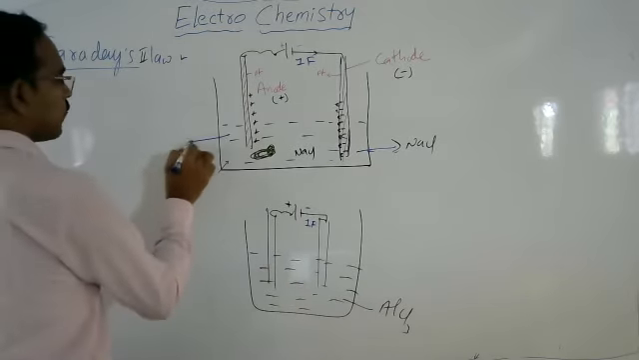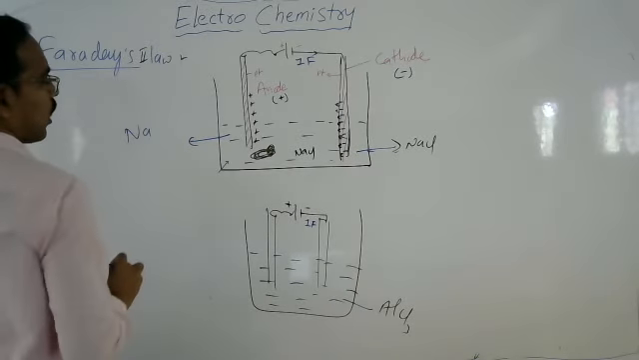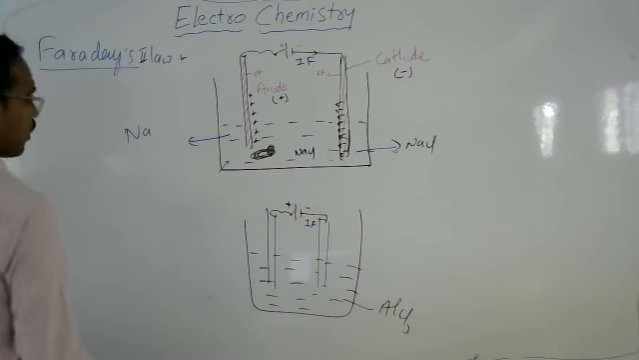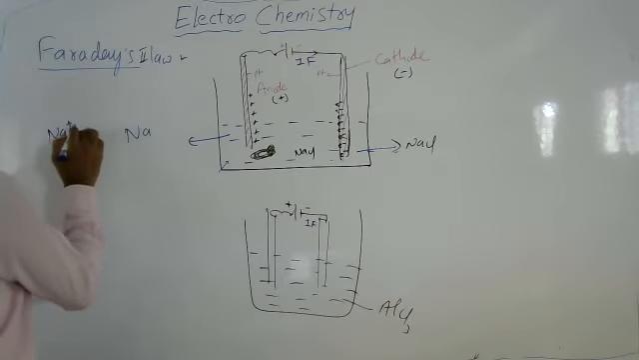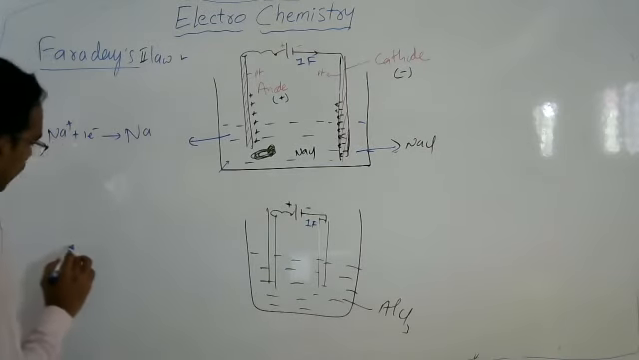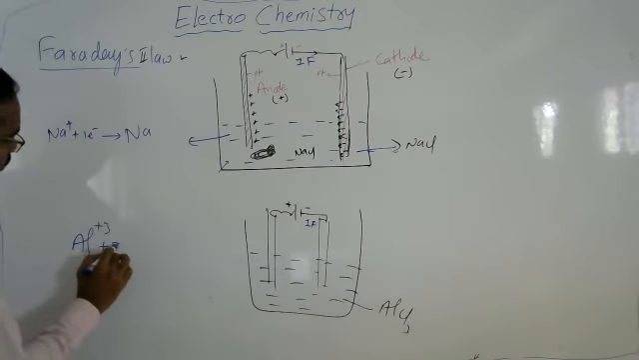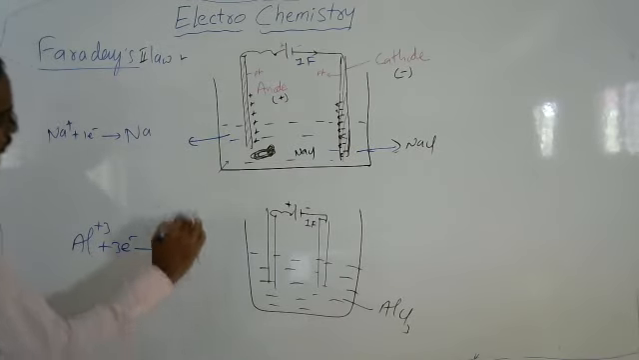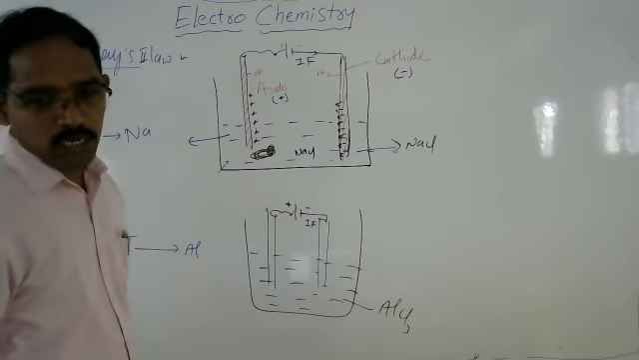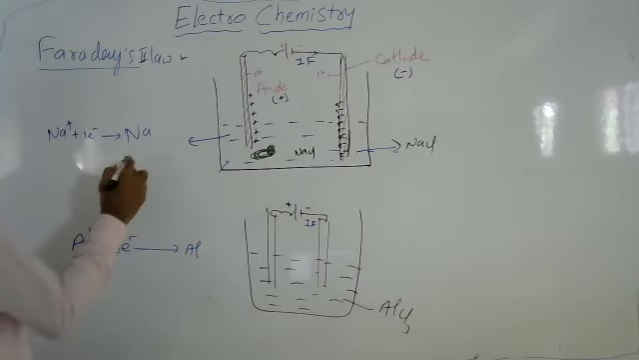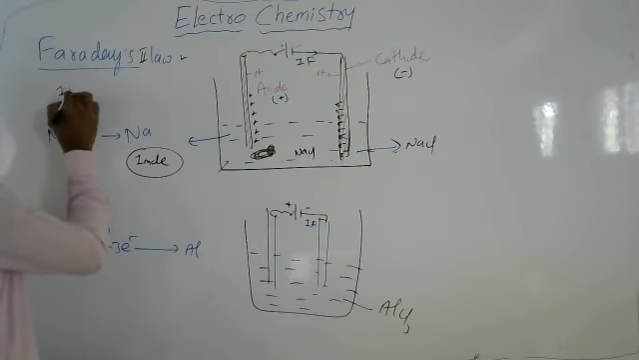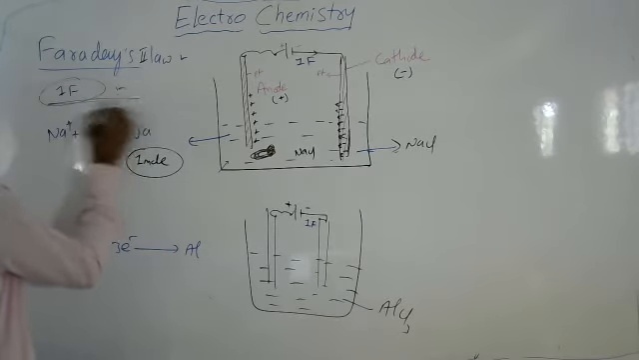Now, how much sodium will get deposited? How many moles? See, 1 Na plus requires 1 electron forming 1 sodium. But in case of aluminum chloride, Al plus requires 3 electrons forming 1 aluminum. If I use 1 farad current here, 1 farad current means 1 mole of electrons. So how many moles will deposit here? 1 mole deposits, as I am using 1 farad current.